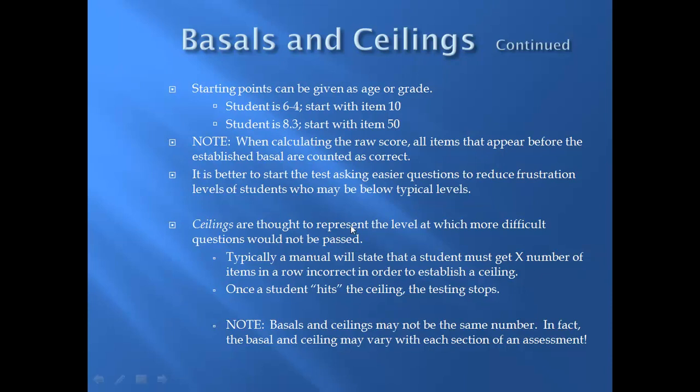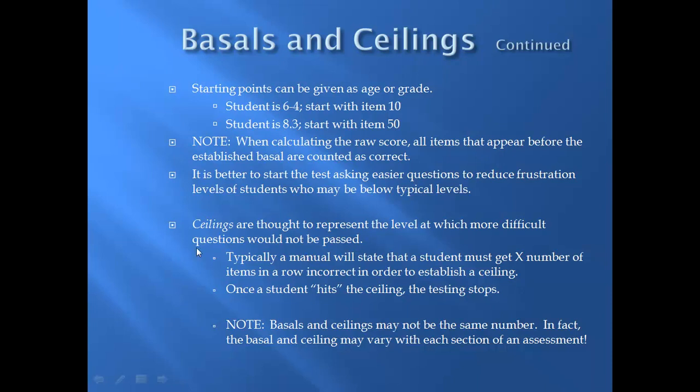Now, ceilings are what we consider to represent the level that more difficult questions would not be passed. They would not get that answer correct. So typically the manual will state that a student must get however many items in a row incorrect in order to establish a ceiling. So you might have, okay, correct, correct, incorrect, correct, correct, correct, incorrect, incorrect, correct, incorrect, correct, incorrect, incorrect, incorrect, and that's where you stop. And so you just have to keep an eye on those answers.